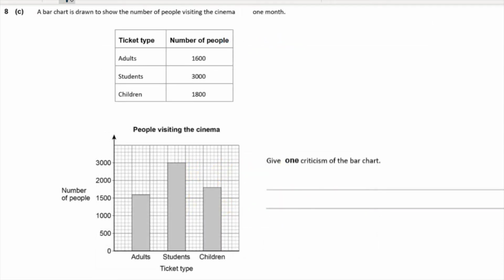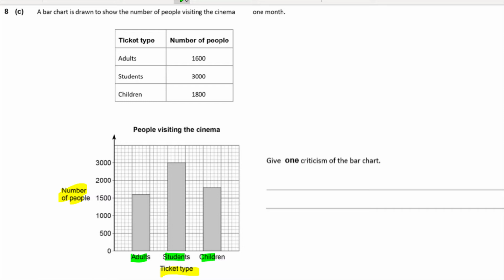Question 8c, a bar chart is drawn to show the number of people visiting the cinema in 1 month. And we need to give one criticism of the bar chart. Okay. Well, I like the fact that they have labeled the axes, so that's all good. They're using discrete data and they've got a nice gap between their bars, so I'm happy with that. The bar widths are the same. The gaps between the bars are the same, so that's all good.